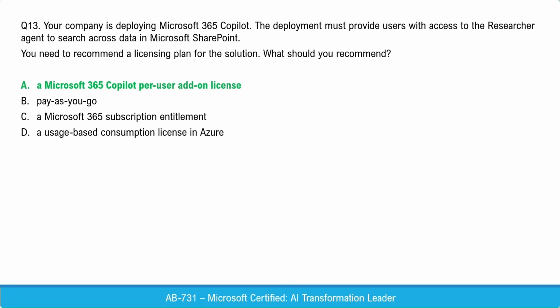Now, let's look at other options. Pay as you go is used for Azure services, not for M365 Copilot. A standard M365 subscription alone does not include Copilot features, and a usage-based Azure license applies to services like Azure OpenAI, not Copilot. So the correct choice is a Microsoft 365 Copilot per user add-on license.